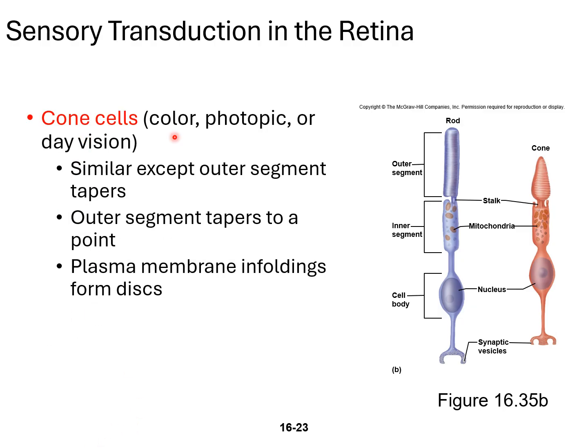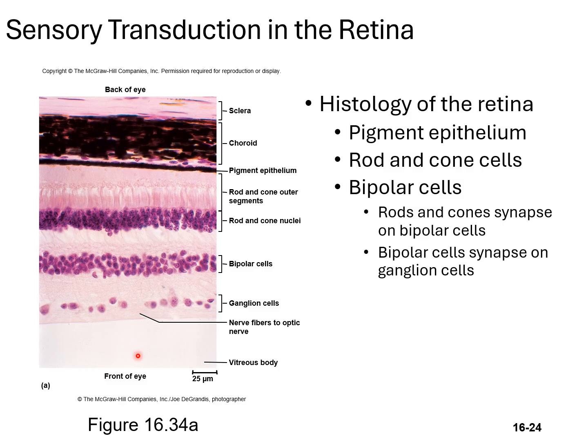You have a cone cell. There are 3 main types of cone cells we'll talk about. Those are for color, or photopic, vision, or day vision. A term also attached to this is high definition vision. You see a lot more detail with cones than you do with rods. Think about how you see during the day versus how you see at night. And this is what we look at.